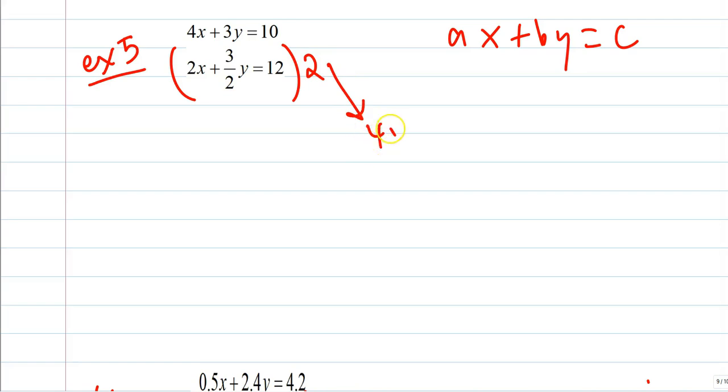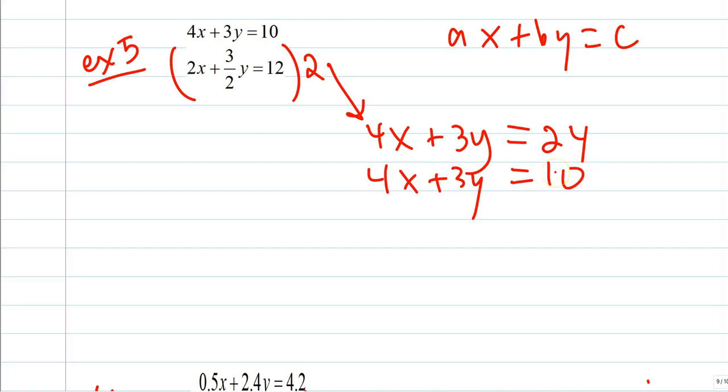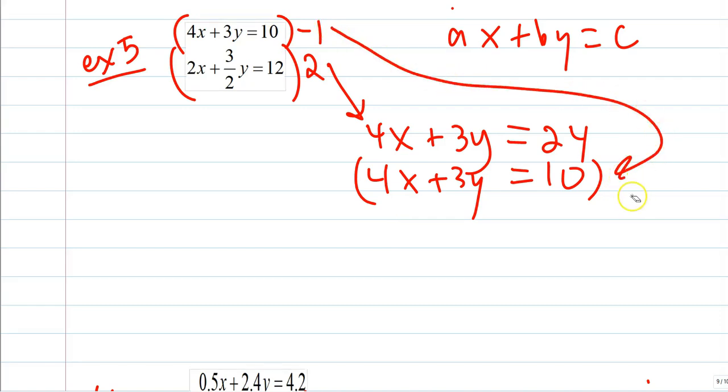Well, 2x would become 4x. 3 halves times 2 just becomes 3y equal to 12 times 2, 24. The other equation was 4x plus 3y equal 10. Don't start crossing stuff out. These are not canceling yet. What do we need to do? Well, one of them needs to become negative. I don't care which. Maybe we could have used that as a negative 2. I'm just going to take the bottom equation and multiply it times the negative 1 so that when I bring it down, that makes the 4x negative, the 3y negative, and the 10 negative.